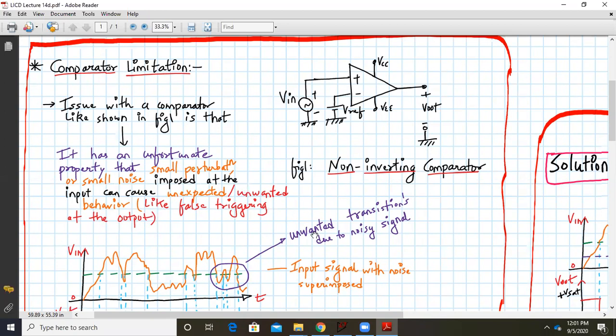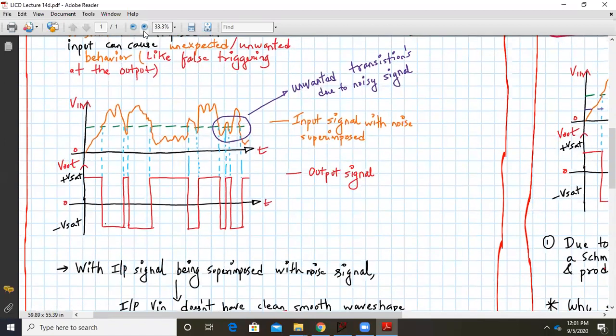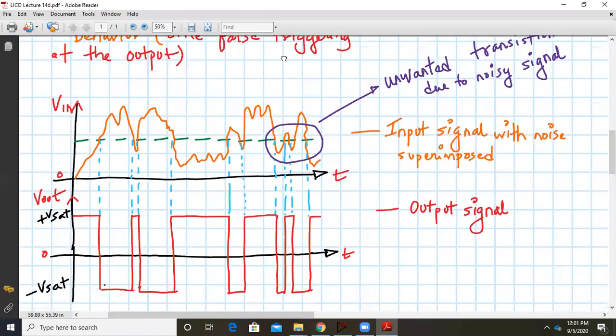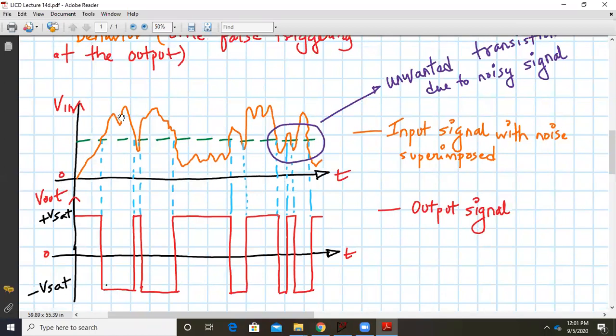So let us understand this concept a little better. I guess this is visible now. Let's say your input is from a sensor, and that input is superimposed with a noise signal. So the noise signal has corrupted that signal. My orange color signal is my sensor output, and this non-inverting comparator has a reference level. Let's say this reference level is at this green dotted line. The comparator will compare this orange input signal with this green level.